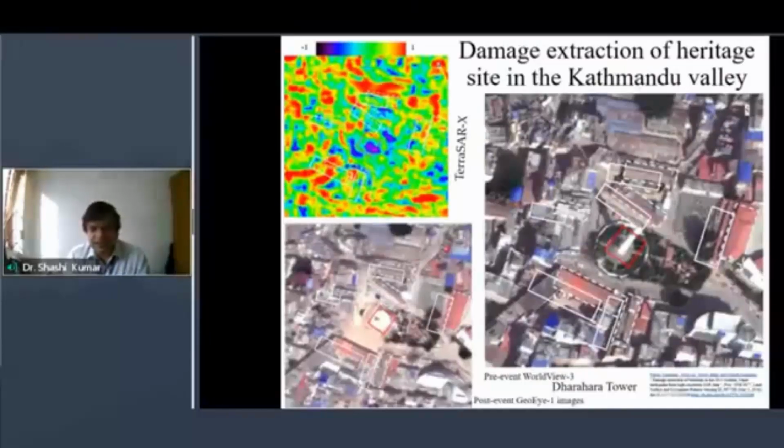Similarly, another study was carried out. In this study, damage extraction was done with the help of a high resolution SAR dataset. One can easily see that this study was carried out for the Kathmandu Valley. Here you can see that the changes were detected, and subsidence near -1 millimeter per year was detected here. So one can easily find this information.